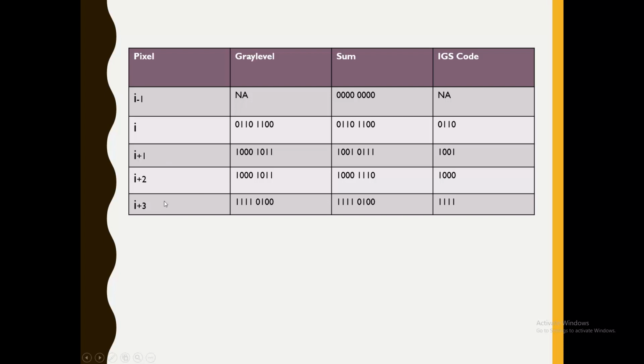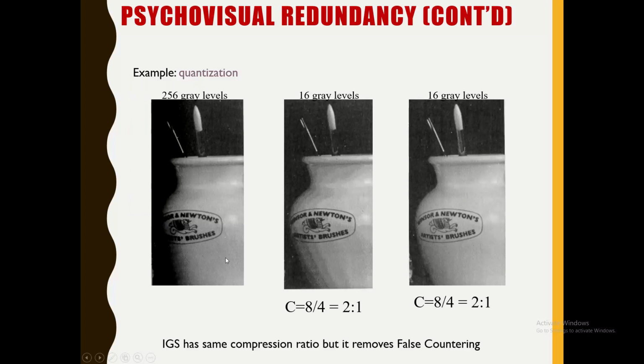Similarly, throughout the image, we do the same process. Again, you can see in this example that the compression ratio for the 4 bit is 2 to 1, and again for the 4 bit, but with the use of IGS code, the false contouring has been removed.